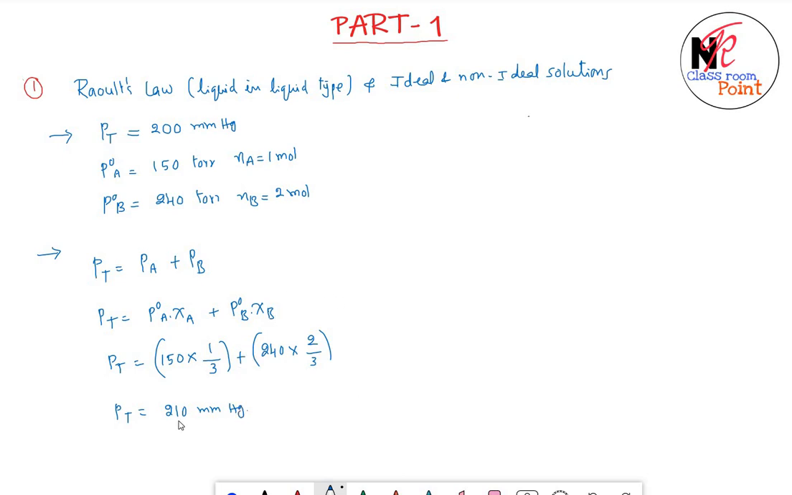The solution must show 210 millimeters of mercury, but actually it is showing 200 millimeters of mercury. It is showing a lower value than the expected one. That is the reason why the solution is showing negative deviation from Raoult's law. Hence, option B is correct.